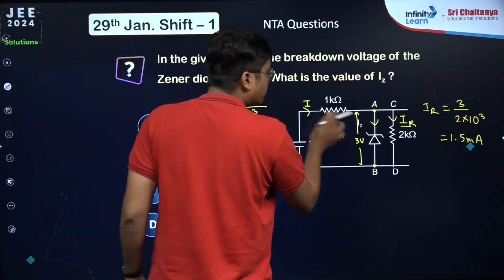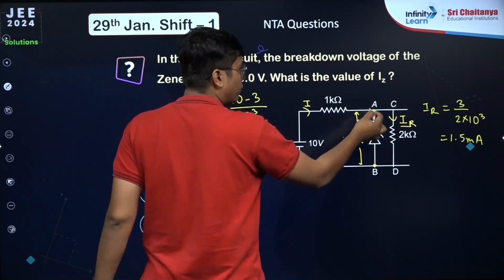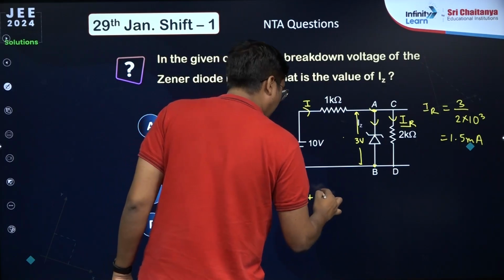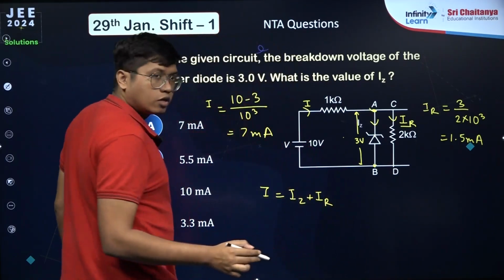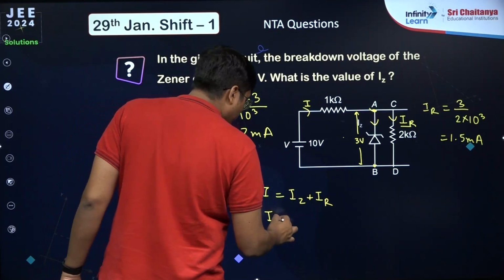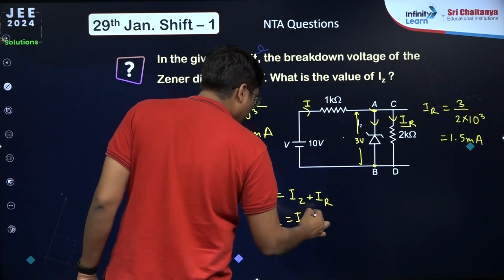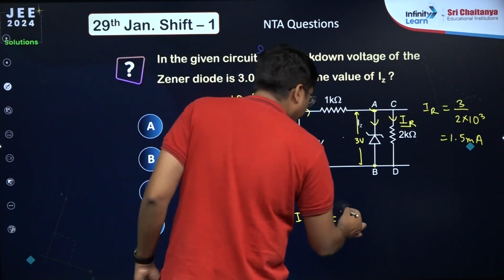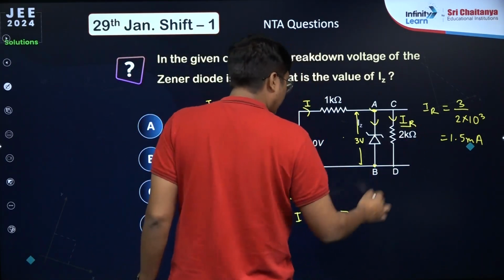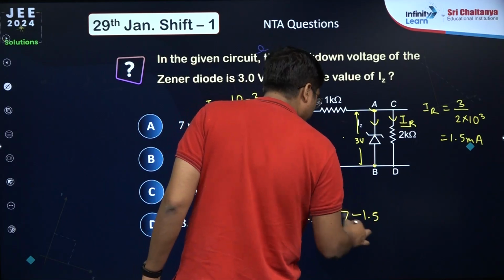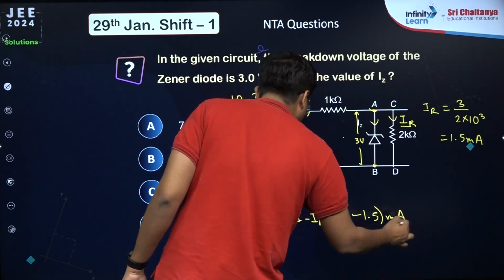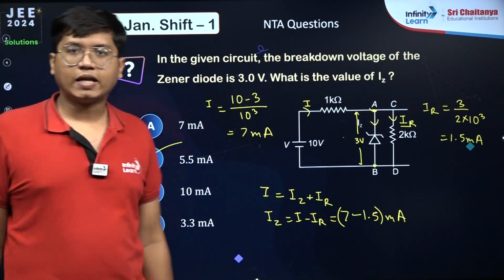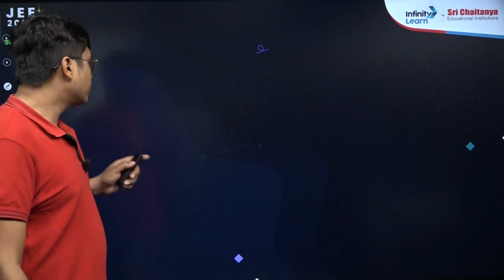This I is what is breaking up into IZ plus IR. If you look up the junction over here, this I is equal to IZ plus IR. So you want the IZ. IZ is just I minus IR. So I is, we got 7 milliamperes, minus IR is 1.5 milliamperes. So IZ comes out to be 5.5 milliamperes. That is the answer. Let's go to our next question now.